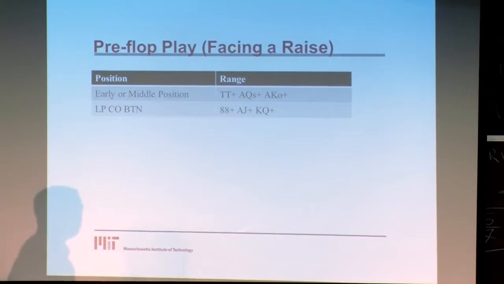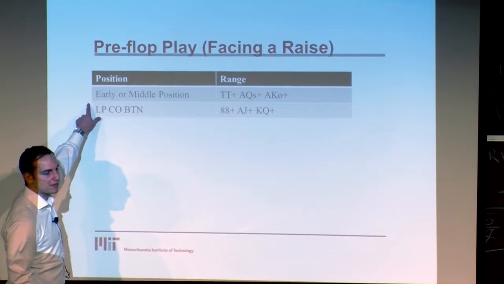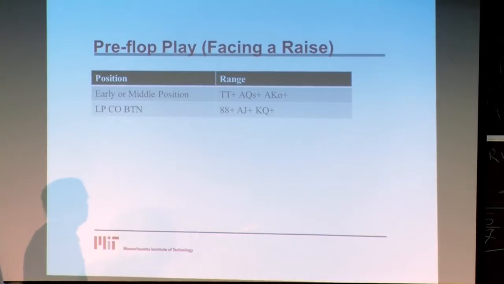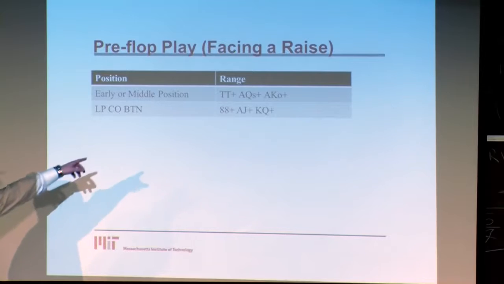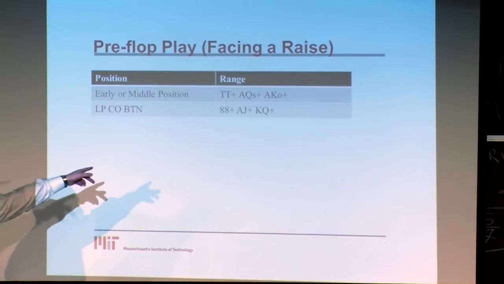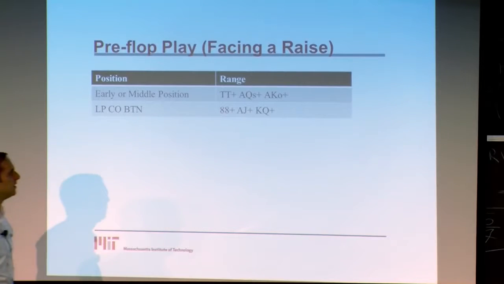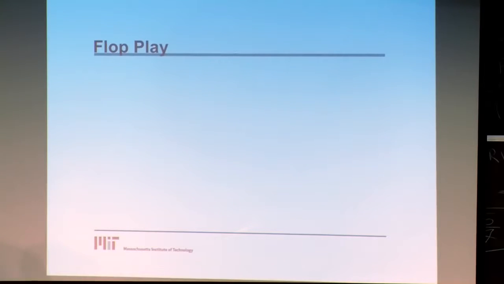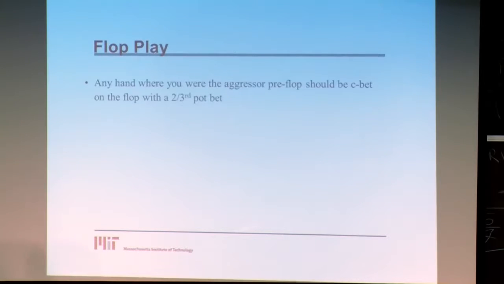If you're facing a raise, what I recommend is you just move everything up 1. So if you're facing a raise in earlier middle position, then you can play 10s, ace queen, ace king. And if you're late, then you can start playing ace jack. So when it comes to the flop, by this time you will have raised pre-flop and you are now the aggressor in the hand. So if you were the aggressor, you should bet 2/3 of the pot.